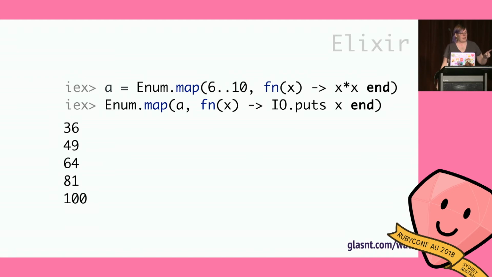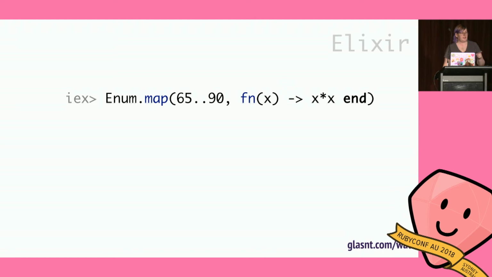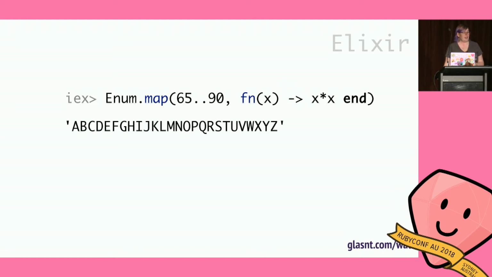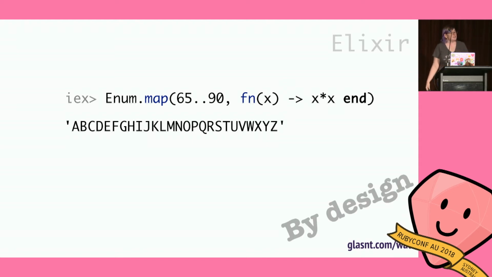How can I prove that? By changing my range from 6 to 10 to 65 to 90. And I get the alphabet. This is absolutely by design. You shouldn't be using your Elixir interpreter to assume you know how you want to represent your data. You should be using IO.